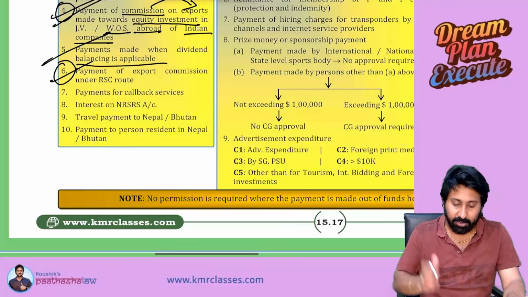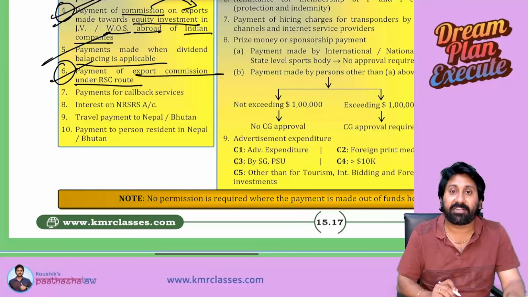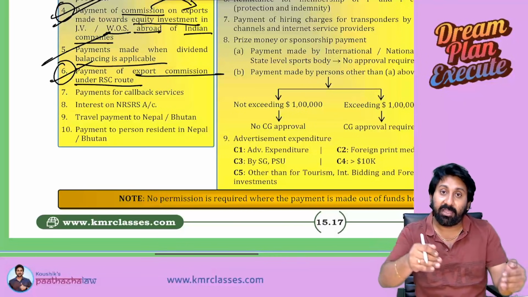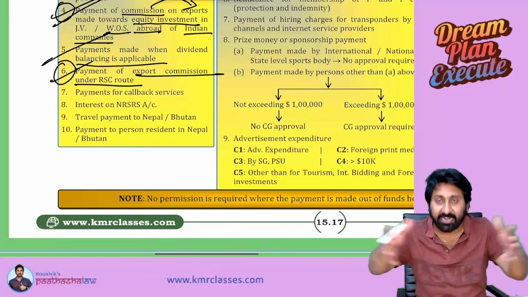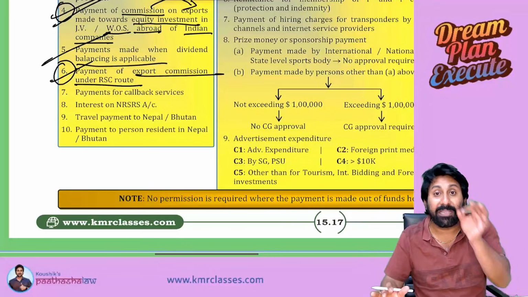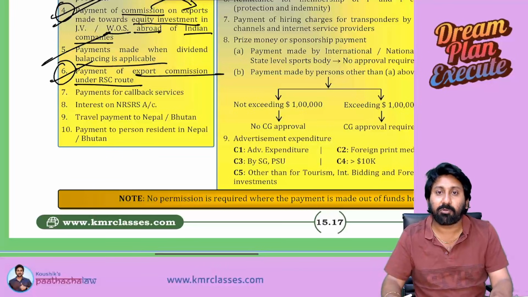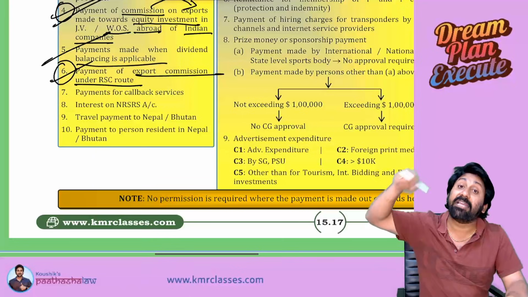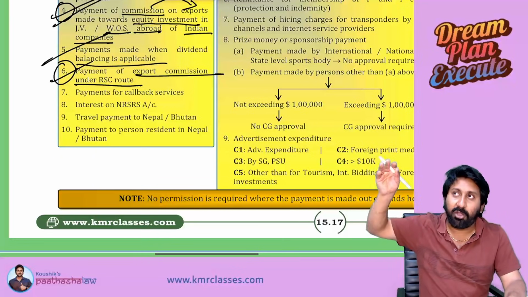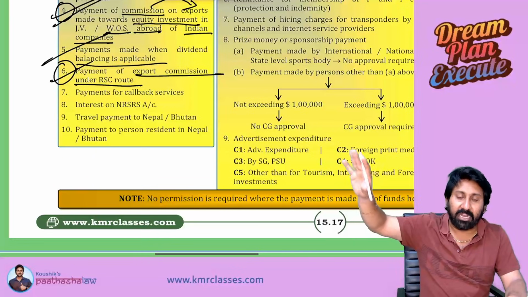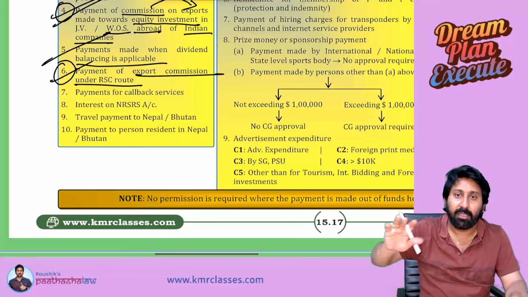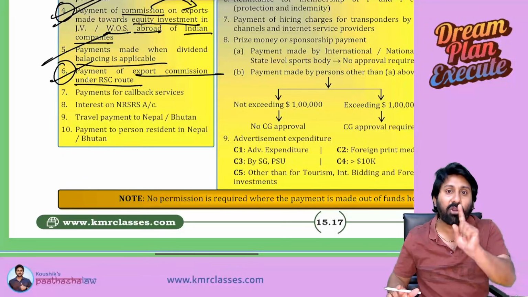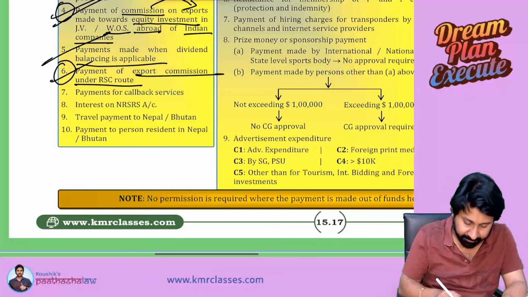Next one. Export commission under RSC route. Rupee State Credit route. It is between India and Russia, India and Japan, like that. With 17 countries, India is having a rupee state credit agreement. Means what? With those countries, if you do any business with any person in that country and you want to pay commission to him, that commission you can pay directly in rupee, because we have an agreement with that country to pay directly in rupee. At that time, drawing foreign exchange is prohibited.